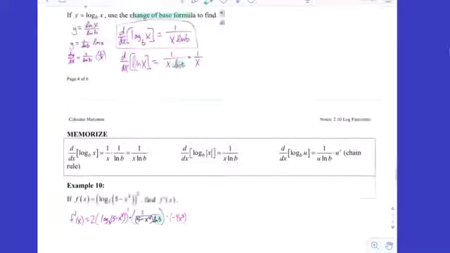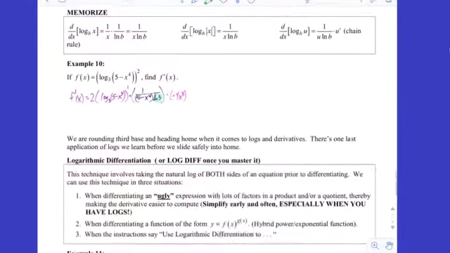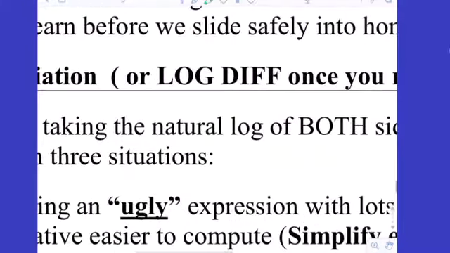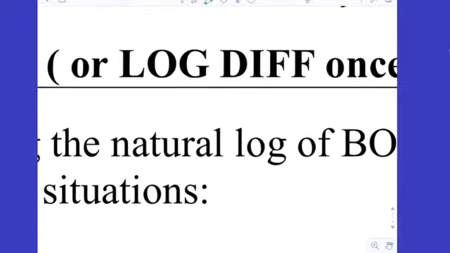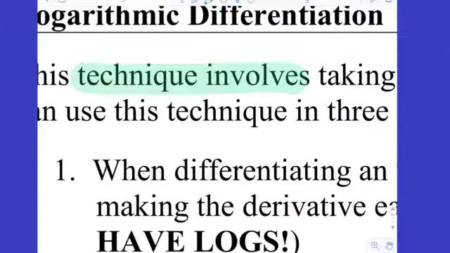All right. So what we did up here on part C on f of u was we took the derivative of a log function, and we used the properties of logs to help us simplify it prior to differentiating it. What we are now going to learn is something called logarithmic differentiation, which is not the same as taking the derivative of a log function. This is a process, logarithmic differentiation, or log diff for short. So what this technique involves is taking the natural log of both sides of a function prior to differentiating. And when you do that, now you're going to make it implicit, so you're going to have to use implicit differentiation.